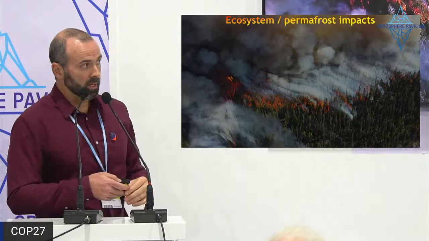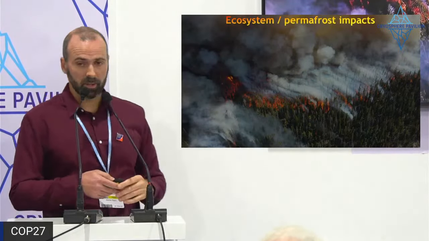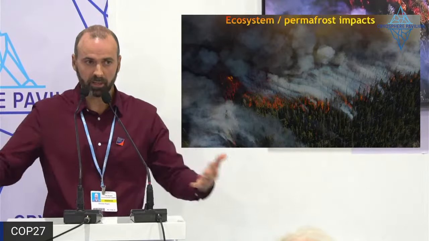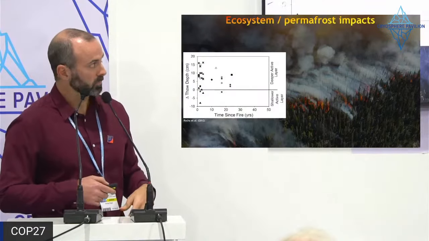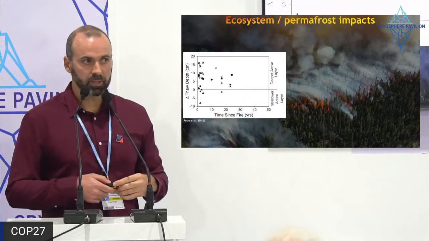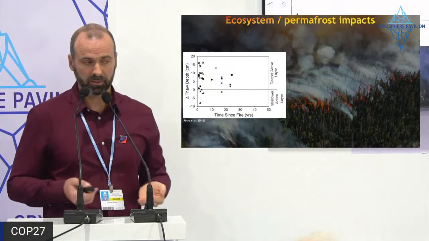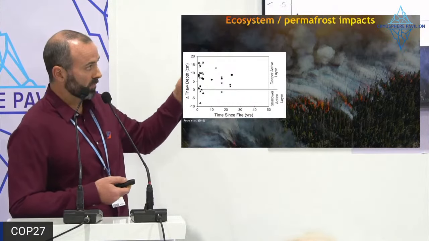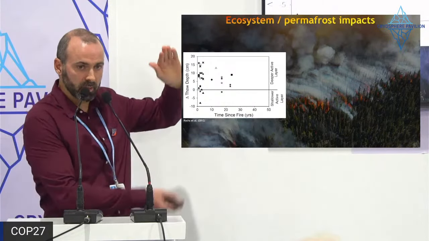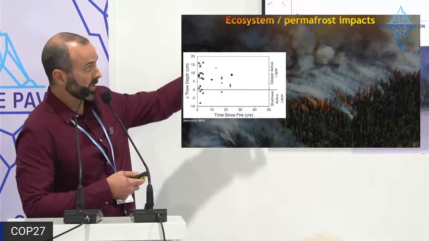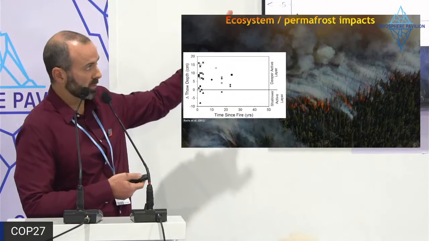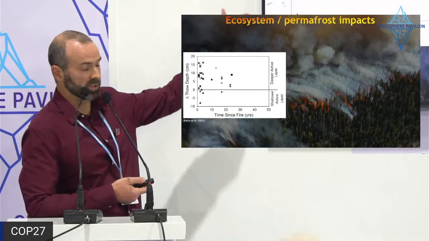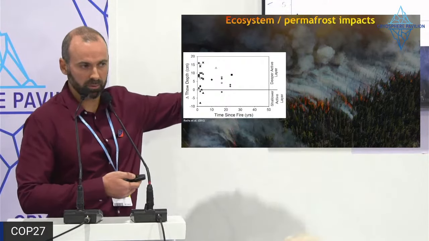All right, and then I want to end just spending a couple minutes thinking about the ecosystem or permafrost impacts when you do have a fire. Do we get some of these local tipping points? There are some cases where we certainly see resilient ecosystems. So this is a graph looking at the change in the active layer depth in permafrost after fires. You can see some increases after a fire. This is for tundra fires in Alaska, I believe. But by and large, over time, these systems are coming back to their pre-fire state.